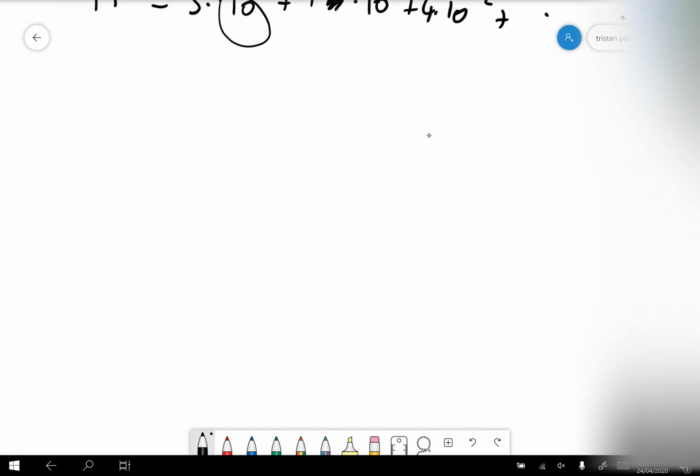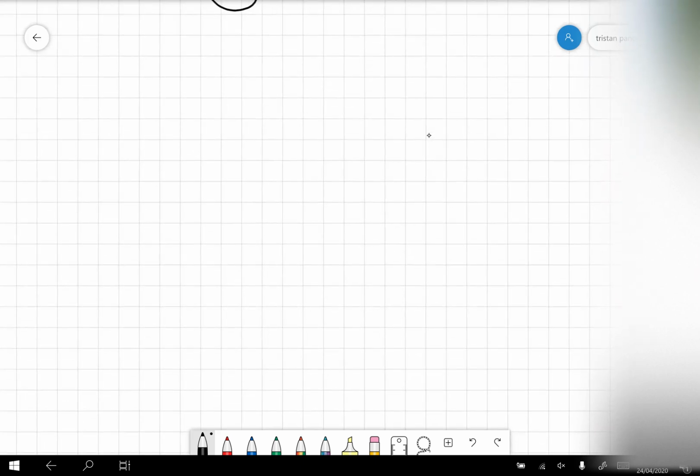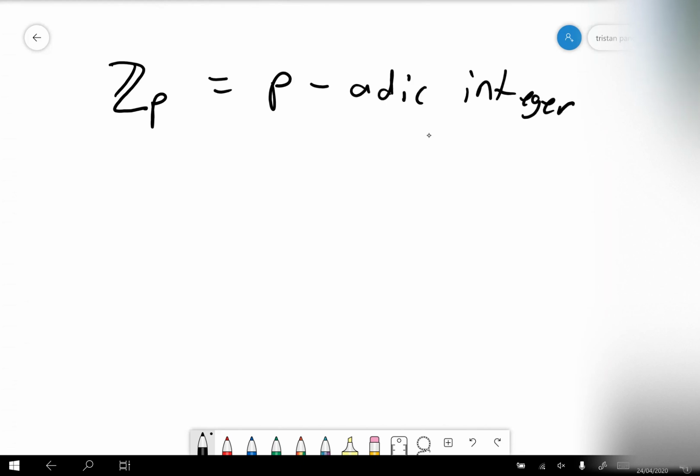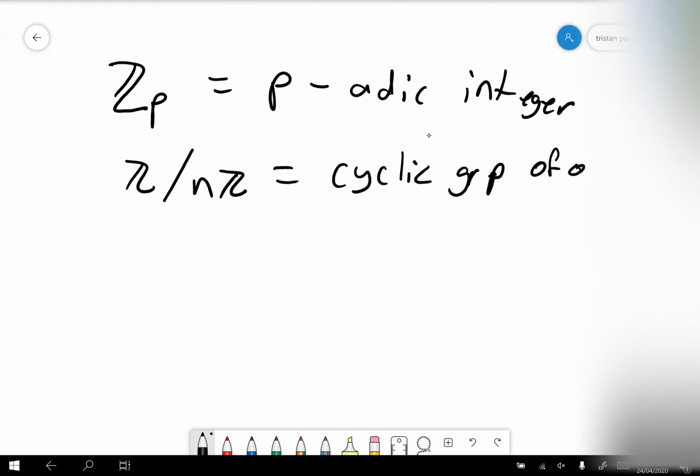I guess the first thing we should start doing is define the p-adic numbers, or actually, first of all, Z_p. I would say, for this talk, Z_p is the p-adic integers instead of the normal cyclic group of order p. For that, we would write something like Z over nZ, like that. So this is the cyclic group of order n.